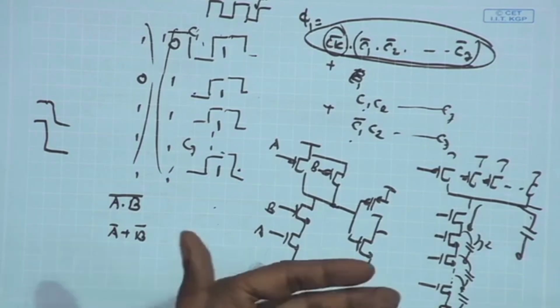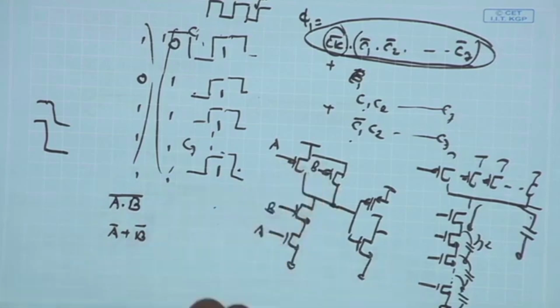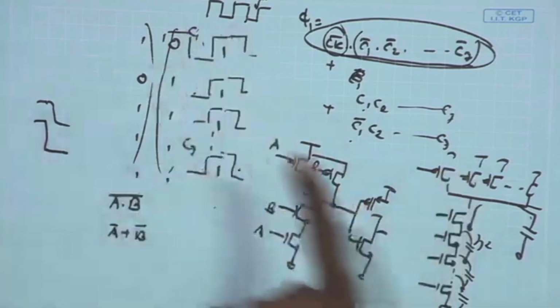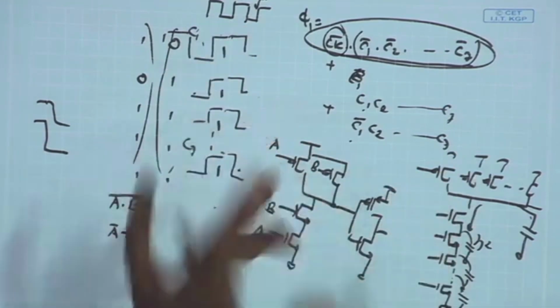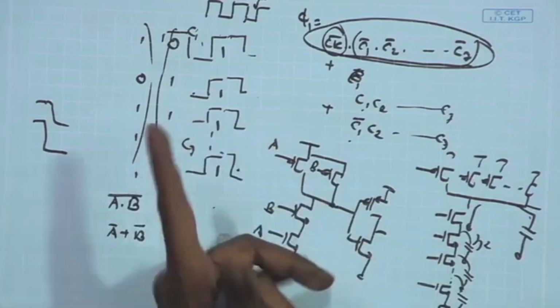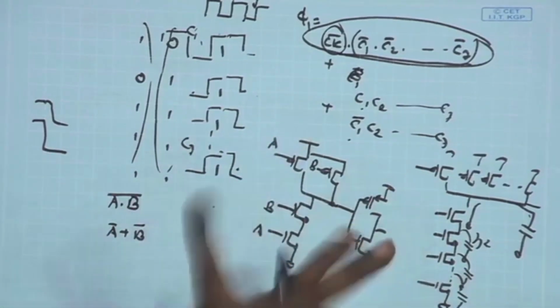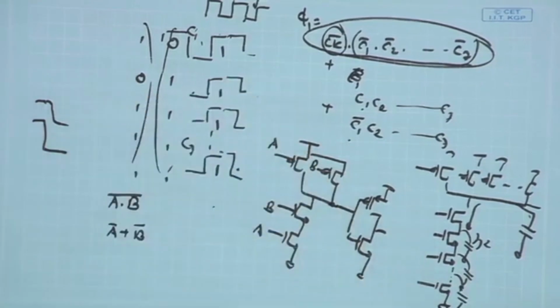When the NMOS is off, if the lower branch is off, then only the upper branch will be turning on and will be charging the capacitor. So, they are not on at the same time. So, there is no fight, they are complementary. One is off, then only the other goes on.